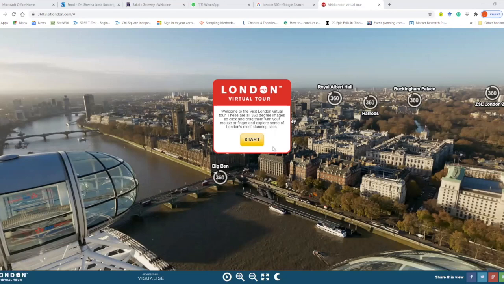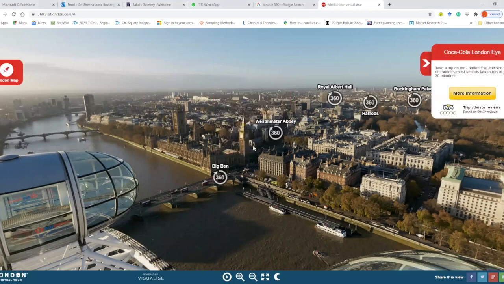Okay, so I think it's loaded now. So let's start our virtual tour. Once you get to the page, it tells you, welcome to the Visit London virtual tour. These are all 360-degree images. So click and drag them with your mouse or finger and explore some of London's most stunning sights. So we are going touring in London.